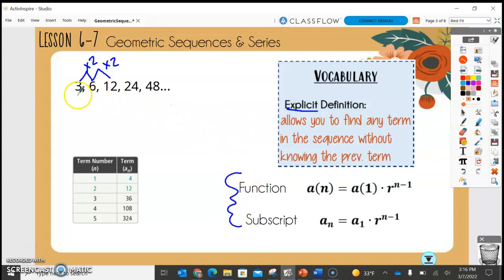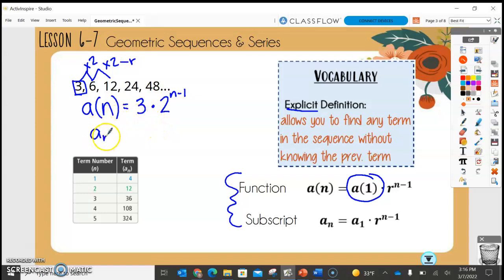So for this case, I will still write my a of n. That means any nth term that I want will be found by taking my first term, which is 3. We call this a of 1, or a sub 1. That's my first term in the sequence. Times my rate, my R value or ratio that we're multiplying by. In this case, it's 2. This would be my R value to the n minus 1. That's our explicit definition.